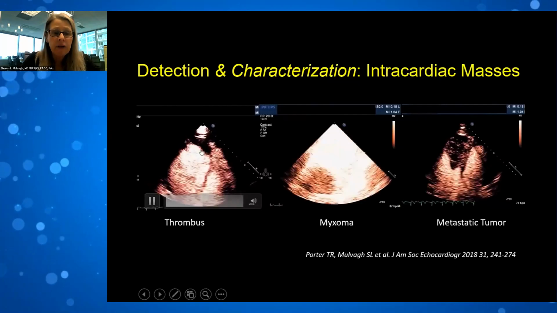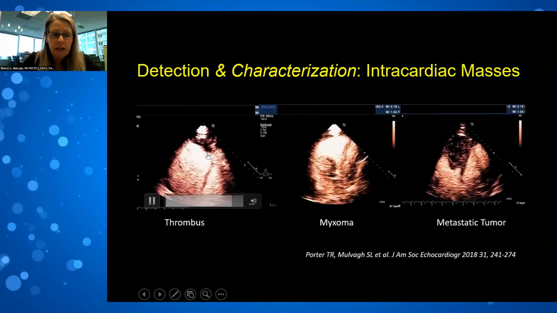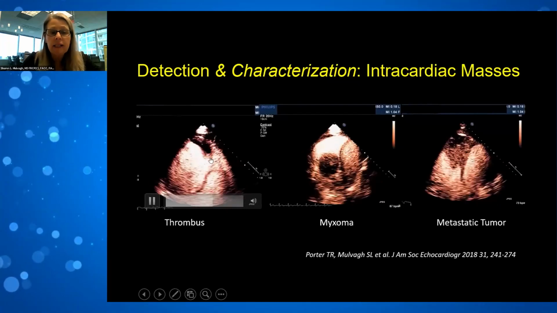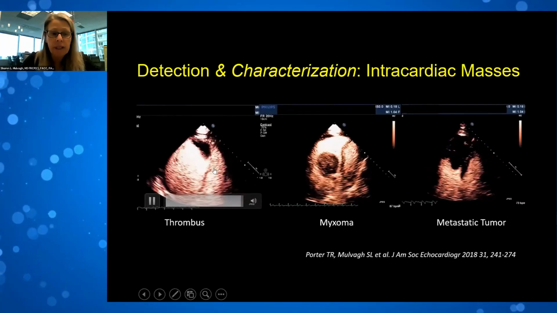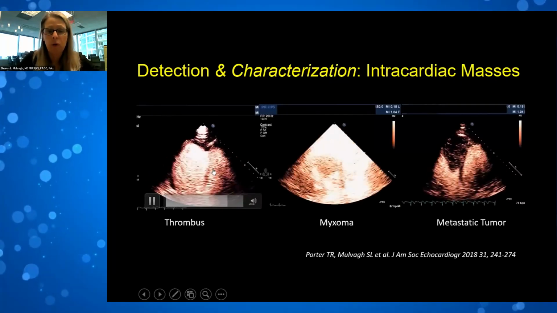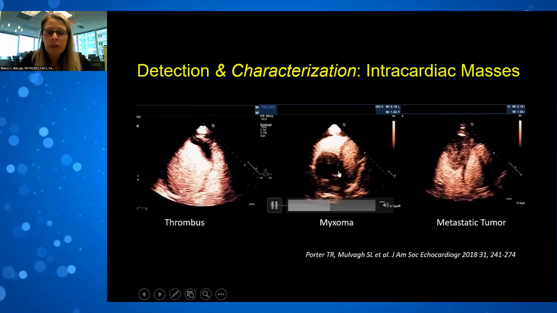And there is an echolucent area which does not have contrast in it, and this is a large sessile thrombus as a complication of the very large anteroseptal apical myocardial infarction. What about this image in the middle?